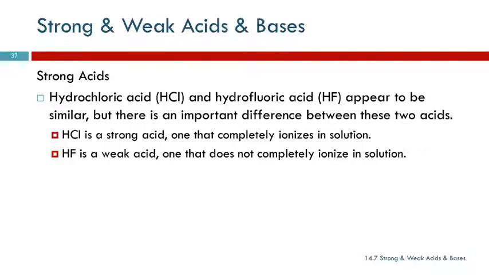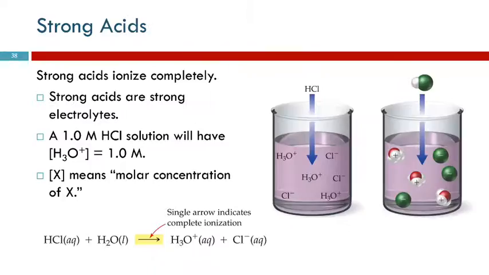Strong and weak have nothing to do with how dangerous these acids are. HF is actually a very, very corrosive acid, even though it's considered a weak acid. So if we look at HCl, we put HCl in, all of the chloride ions have given up, have donated their protons. And when we write the chemical equation, we have a single arrow here indicating that this goes to completion. There's no reverse reaction going on.